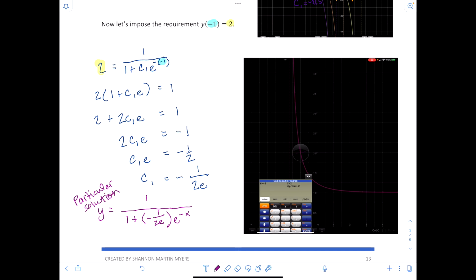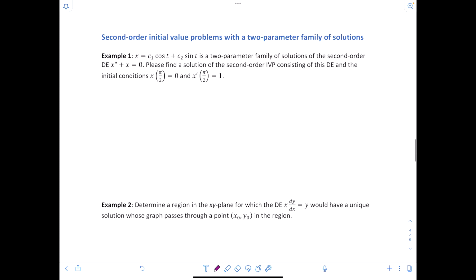Groovy? All right, so here we go. Second order initial value problems with a 2-parameter family of solutions. So let's just look at an example here. We've got x is equal to c1 times cosine t plus c2 times sine t. It's a 2-parameter family of solutions of the second order differential equation x double prime plus x is 0. Please find a solution of the second order initial value problem consisting of this differential equation and the initial conditions that x at pi over 2 is 0 and x prime at pi over 2 is 1.